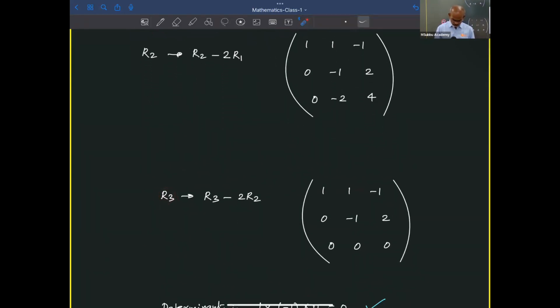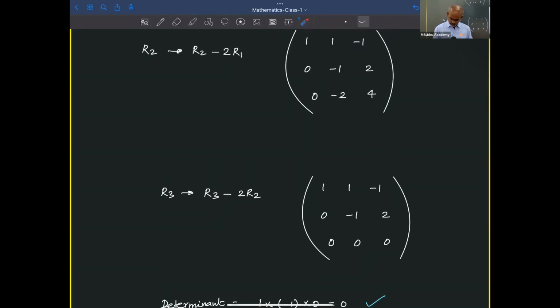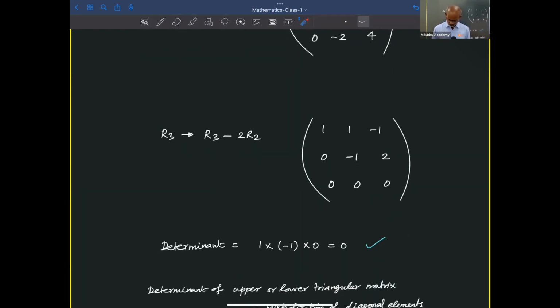So row 3 is original row 3 minus twice of this. By that way, we'll be making this 0. So now, along this, we have tried to make this 0 so as to get a diagonal. Along this also it is now becoming 0. That means this original determinant is actually coming as 0.